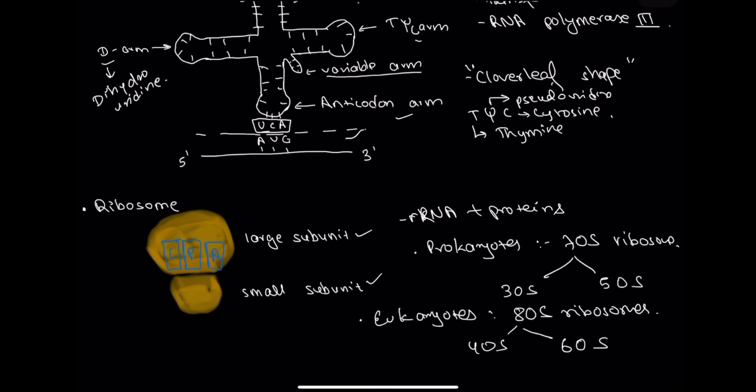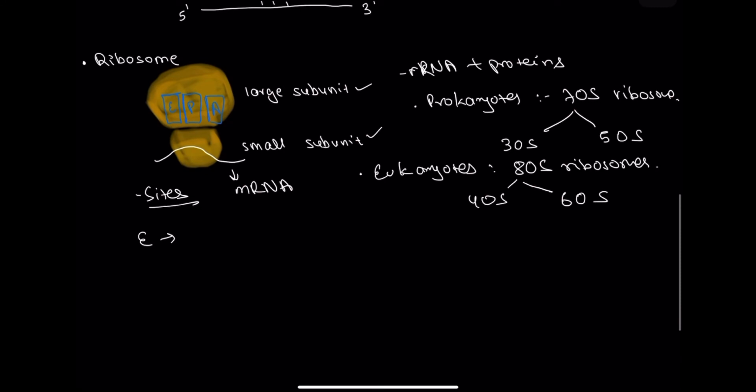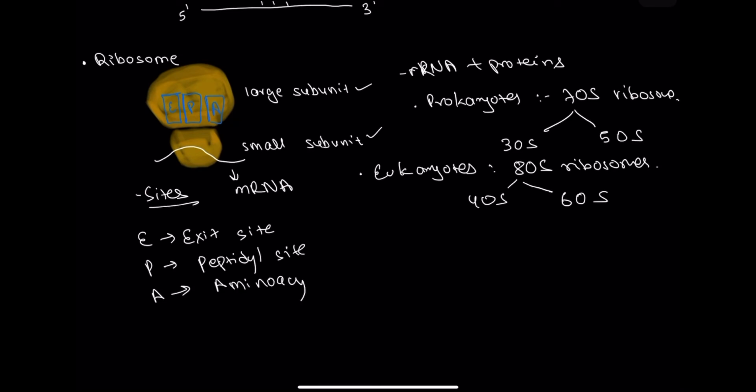These ribosomes have 4 sites. One site is for mRNA, and this is on the small subunit. The large subunit has 3 different sites. One is the E site, another is the P site, and the last one is the A site. The E site is the exit site, the P site is the peptidyl site, and A is for the aminoacyl site.